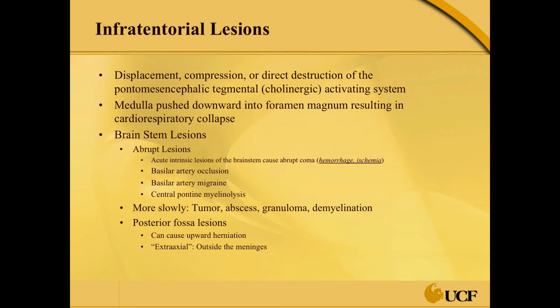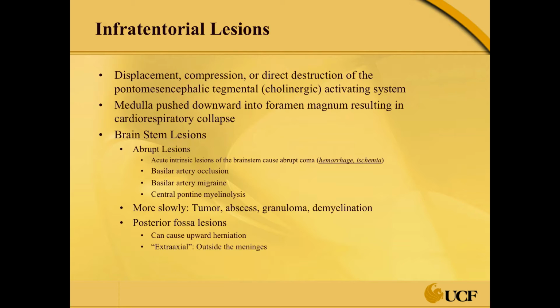You get a slower process rather than these abrupt lesions we just talked about. You see a slower process occur in things like tumors, abscesses, granulomas, and then the demyelination that you might see in, for example, MS, right? Patients that get MS, they demyelinate, and over time they can get these brainstem abnormalities and brainstem lesions as well as a result of that demyelination.